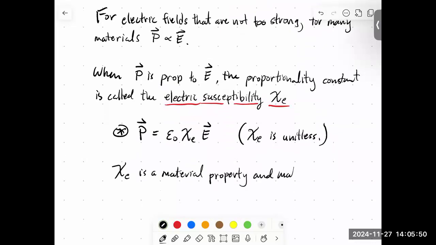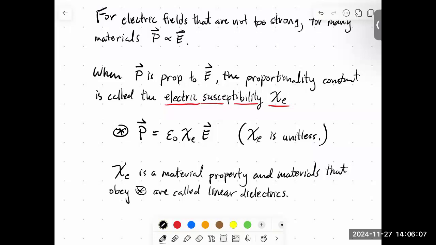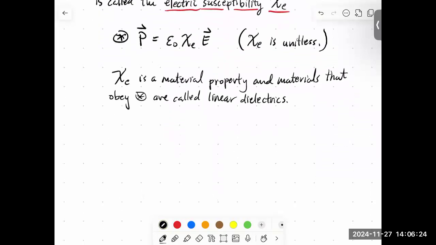And materials that obey star are called linear dielectrics. You can see that this is going to resolve our problem of not being able to calculate electric fields without knowing the polarization, because now we can just say the polarization is proportional to the electric field, and we'll be able to make some progress. We'll see some examples of that today. So we're going to focus today entirely on these so-called linear dielectric materials.